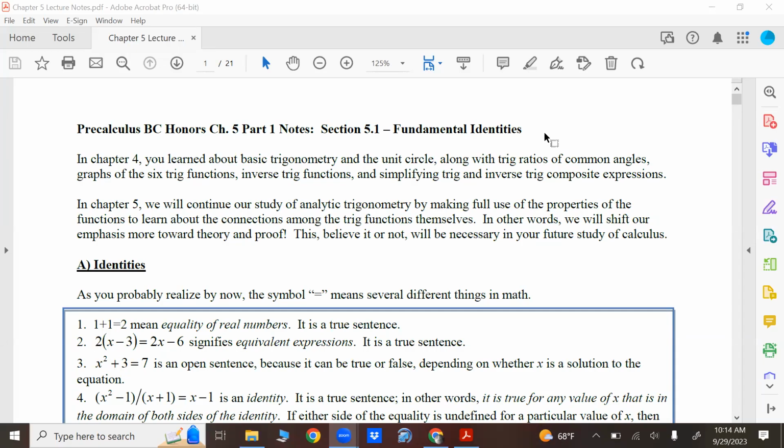Okay, guys, we're getting started. All right, fundamental identities. Okay, guys, quiet, please. Oscar, thanks. All right. So this should be pretty straightforward.